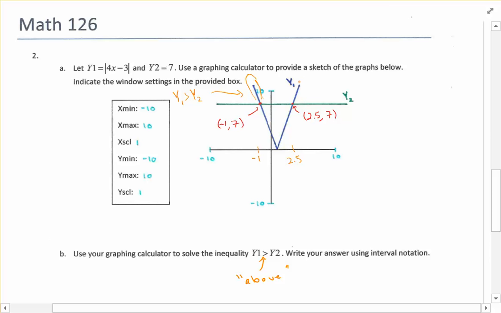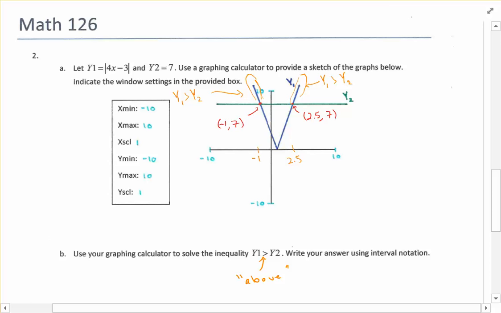So this is another piece of the graph of y1 that we're interested in, because this piece of the graph of y1 is above the graph of y2. In inequality notation, we'd write that as y1 is greater than y2.